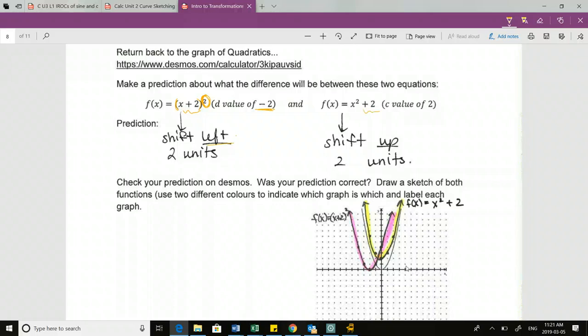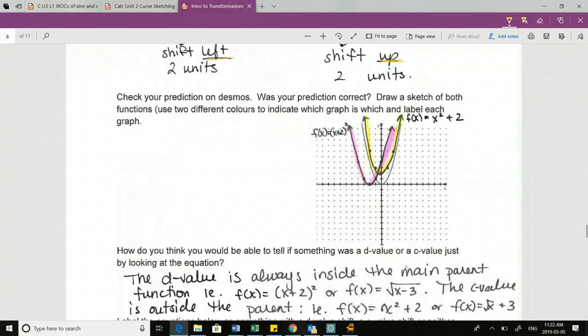This one is a C value. What do you notice about this versus the D value? How can we tell the difference between those two? How do we know the first one's D and the second one is C? Kylie's? Yeah, so it's not part of the squared part of that. So I know that this is a C because it's not inside the brackets, like in the squared part. When C is positive, that should have been a shift up 2 units. So those are the sample graphs. This is your shift left, and this is your shift up 2 units.